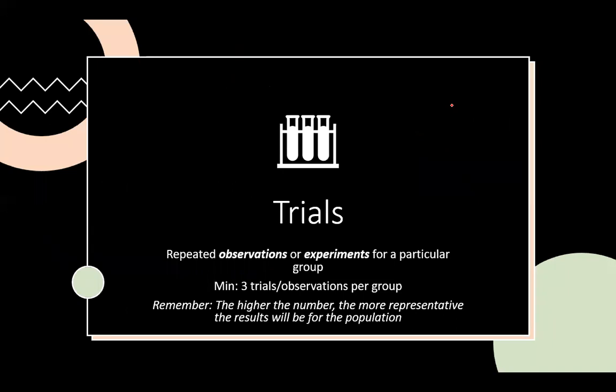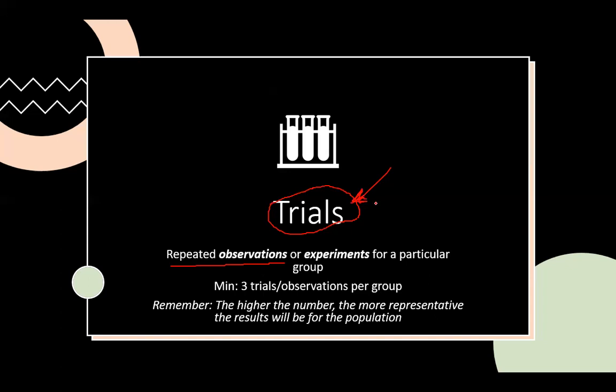So the next is trials. What are trials? Trials are repeated observations or experiments for a particular group. For example, when I asked you in the group chat how many trials you would observe per group. The reason we need trials is that it gives validity to your experiment, because you cannot just observe once.